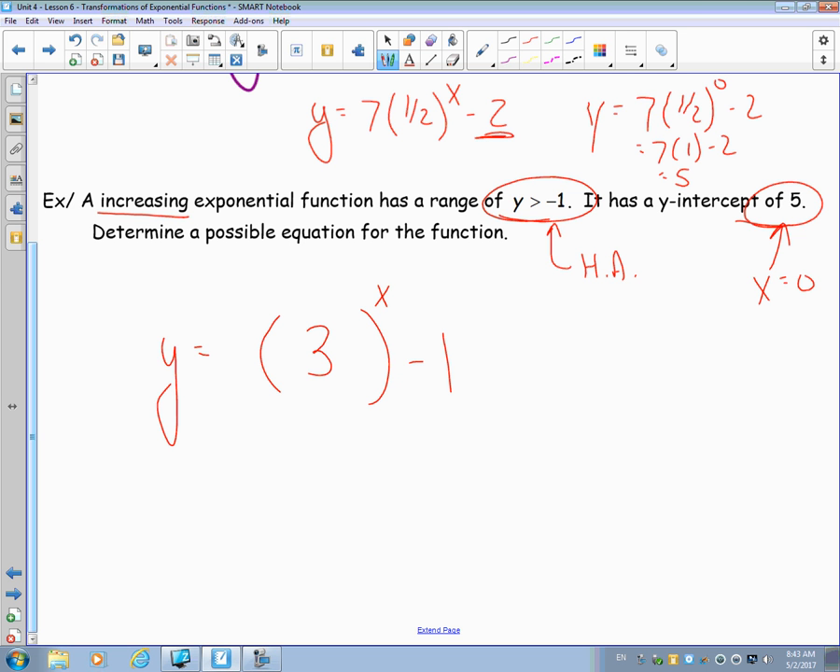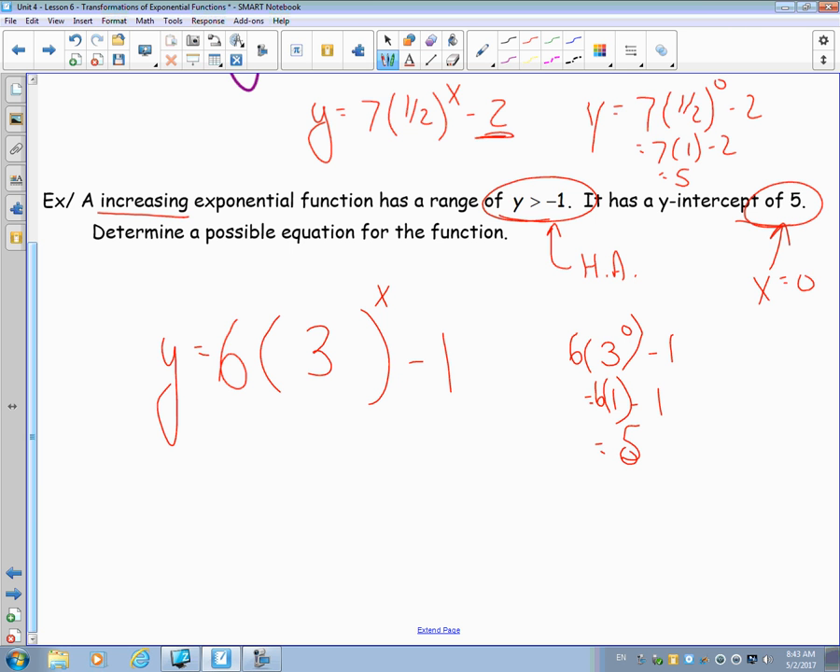So right now, if I were to try it, 3 to the 0 minus 1 would give me 1 minus 1, which is 0. I need to make this bigger. I need to multiply this by what? Make it come out to 5. If I make this a 6, makes this a 6, makes this a 6. There's an equation that will work.